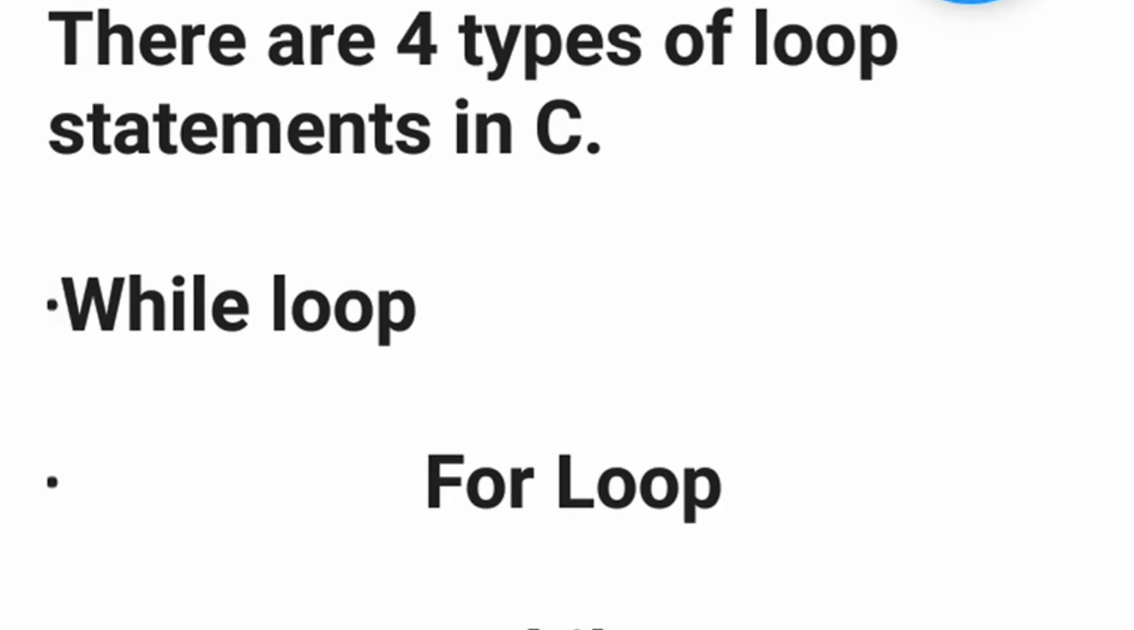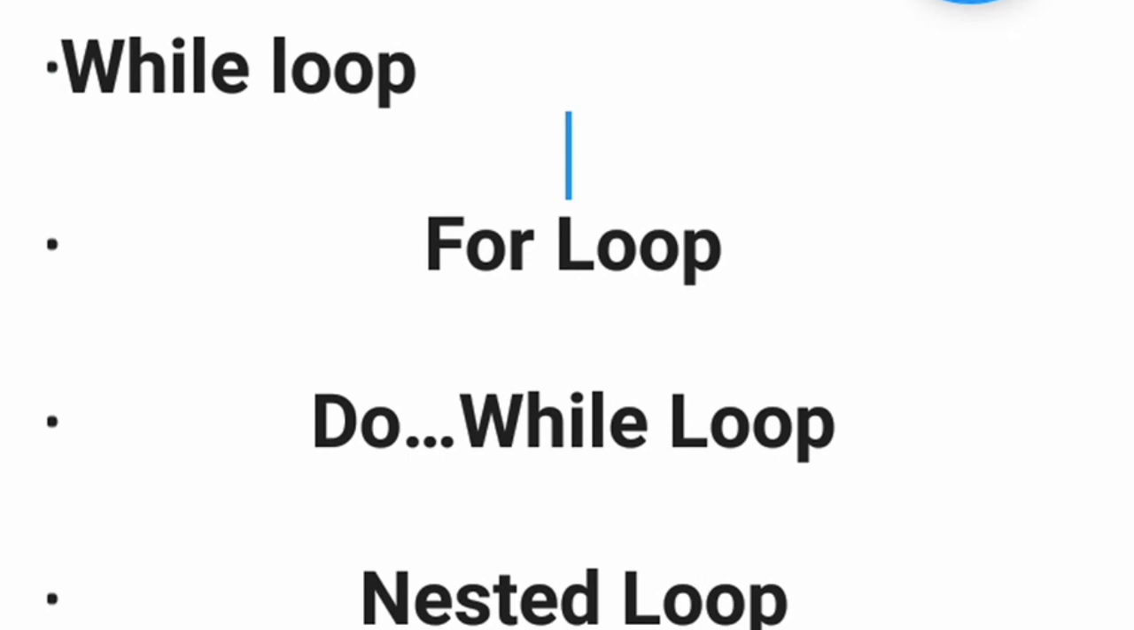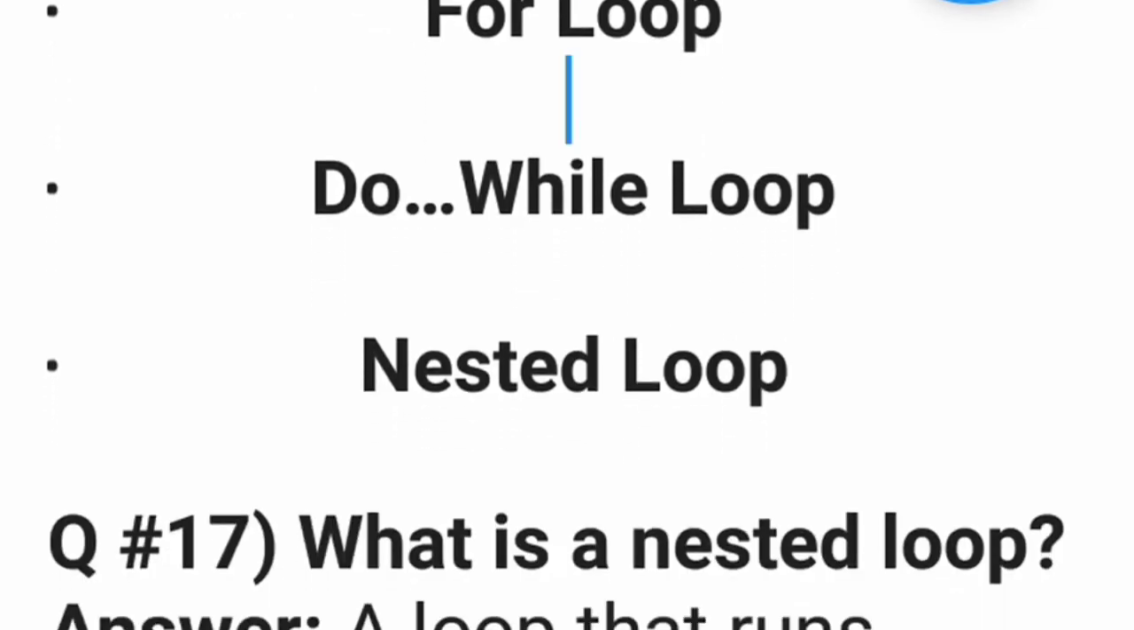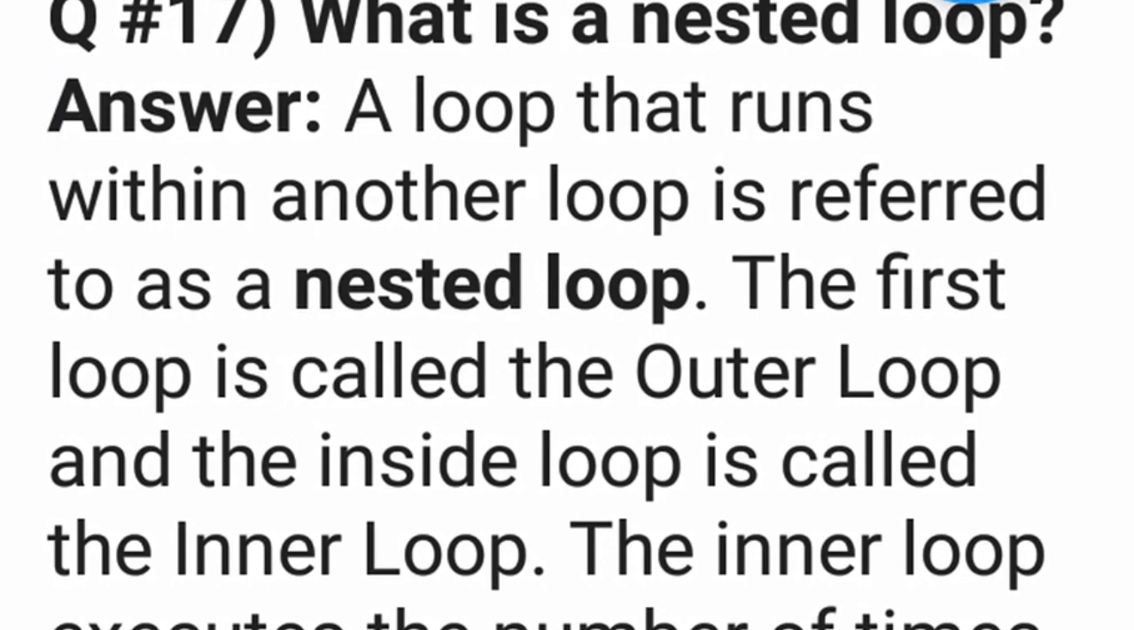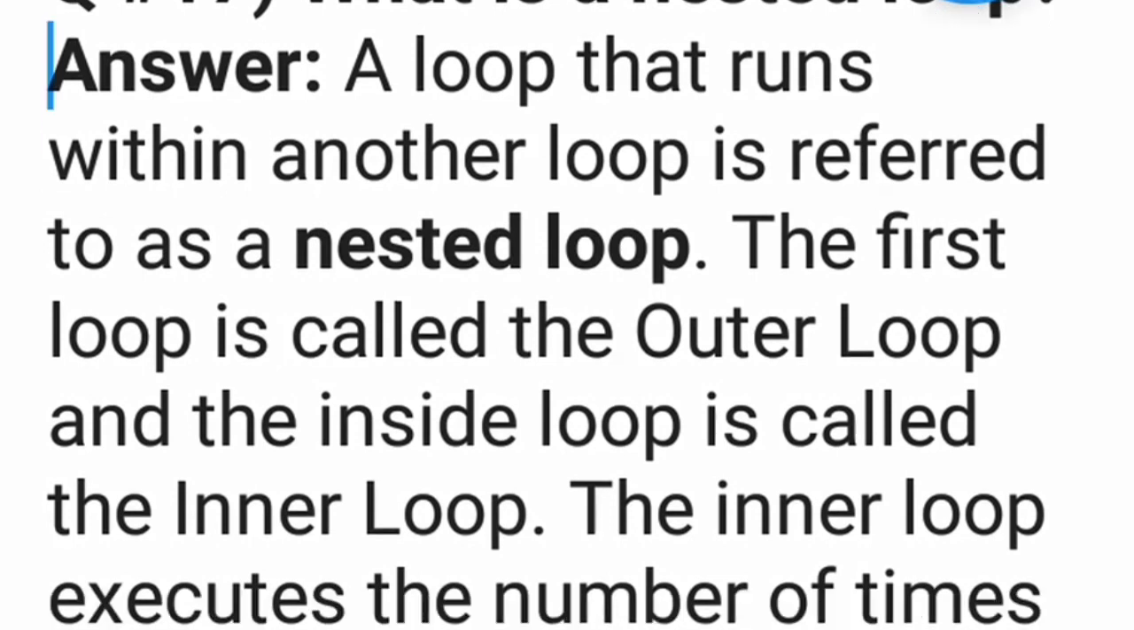Q number 17. What is a nested loop? Answer. A loop that runs within another loop is referred to as a nested loop. The first loop is called the outer loop and the inside loop is called the inner loop. The inner loop executes the number of times defined in an outer loop.